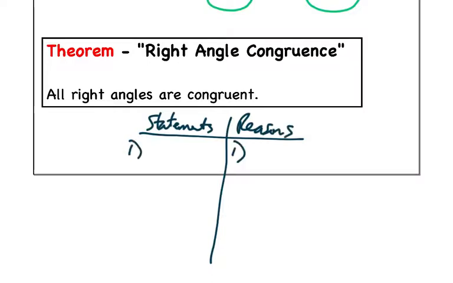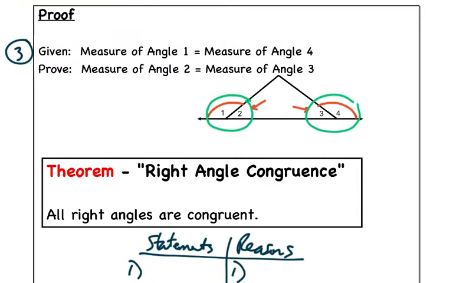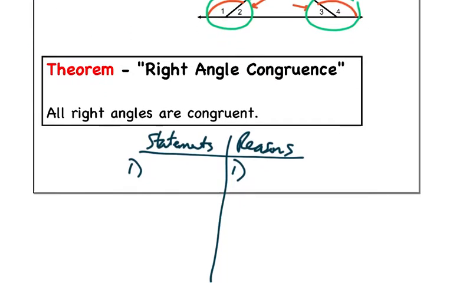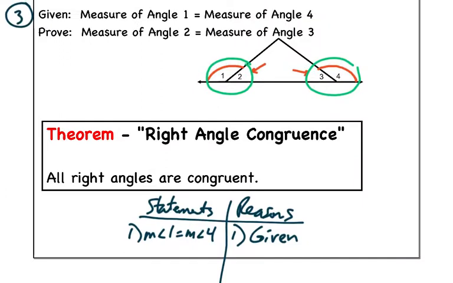All right, step 1 is always the given. And what was the given again? That 1 was equal to 4. So I'll put measure of angle 1 equals measure of angle 4. Or you can say angle 1 is congruent to angle 4. Means the same thing. Reason: Given. Done. Okay, now we need to show that 2 is equal to 3.